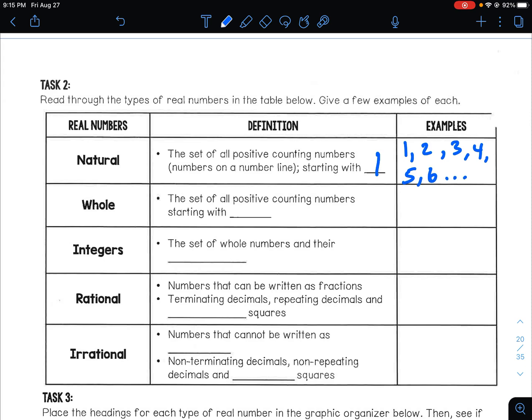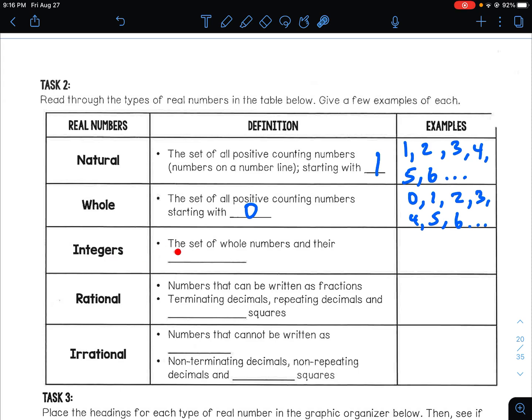All right, next we are talking about whole numbers, and whole numbers are the set of all positive counting numbers starting with 0. Kind of silly that we have two different categories, but sure. So whole numbers are 0, 1, 2, 3, 4, 5, 6, and so on. So what's the difference between natural numbers and whole numbers? Well, whole numbers include 0, natural numbers don't include 0. So if you're a natural number, like 3, then you're also going to be a whole number, because it's in both of them.